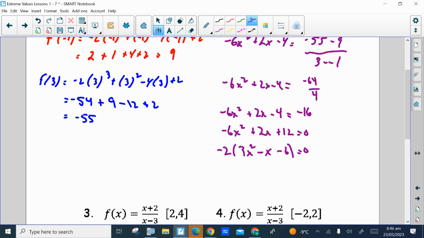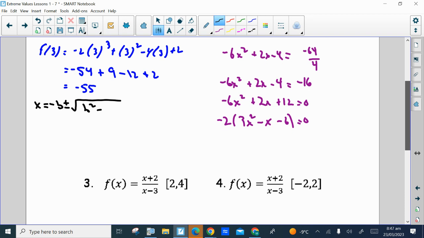It doesn't mean there's no answers, it just means that they are not integral. So we will go to the quadratic formula. Remember, that can always be used to solve a quadratic. Negative b plus and minus the root of b squared minus 4ac all over 2a. So we are finding the solutions to that quadratic. 3x squared, take away x, take away 6.